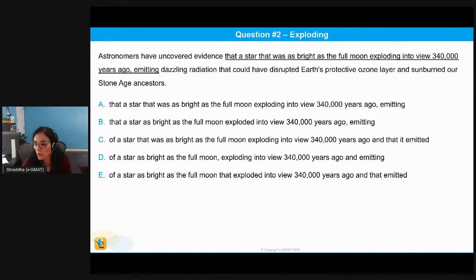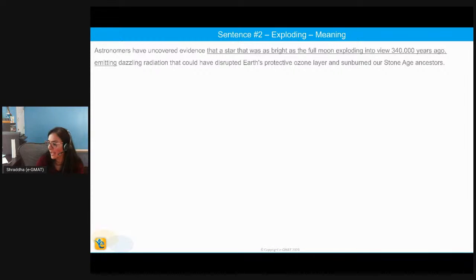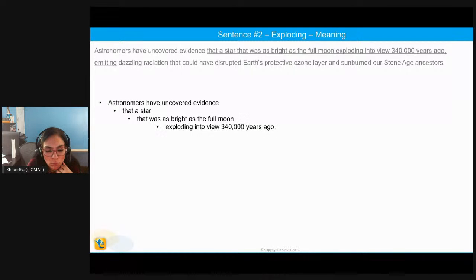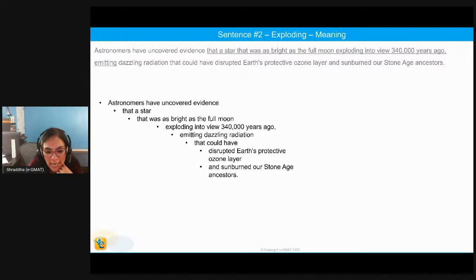All right. So let's take a look at this sentence now. First, the same drill, we will first take a look at the meaning of this sentence. So the sentence says, astronomers have uncovered evidence. So this sentence is talking about some evidence that has been uncovered. What is that evidence? That a star as bright as the full moon exploding into view 340,000 years ago, emitting dazzling radiation that could have disrupted Earth's protective ozone layer and sunburned our Stone Age ancestors.